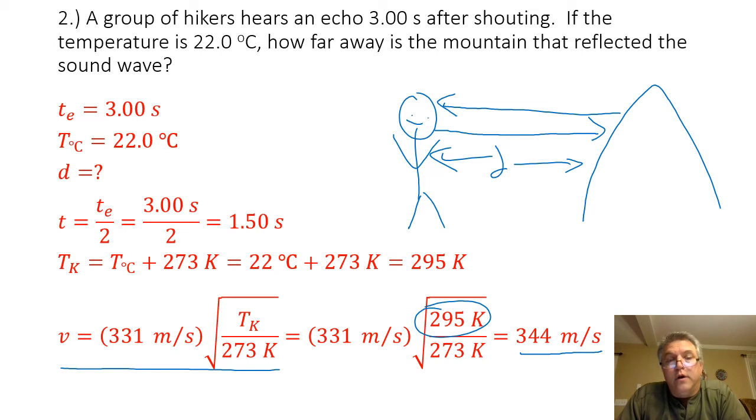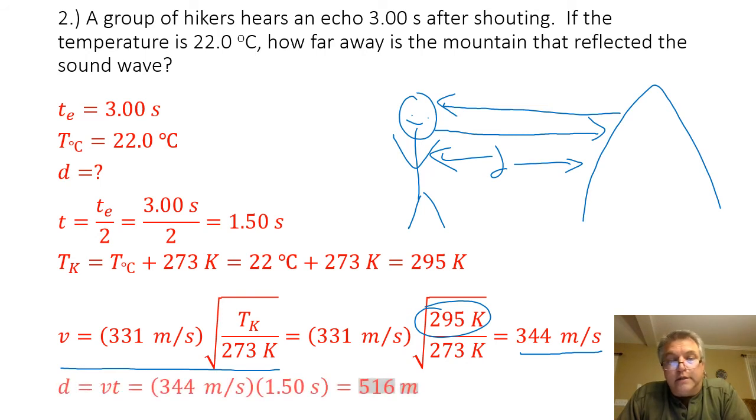So now I know how fast it's going. I know how long it takes to travel that distance. I can use those to find the distance. So the distance equals velocity times the time. So 344 meters per second times 1.50 seconds will give me a distance of 5.16 meters between the hikers and the mountain.